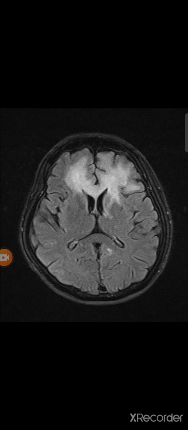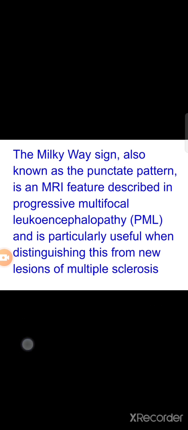This is also called the Milky Way sign. This patient is showing the Milky Way sign. So what is the Milky Way sign? The Milky Way sign is also known as the punctate pattern. It is helpful in distinguishing this from new lesions of multiple sclerosis.